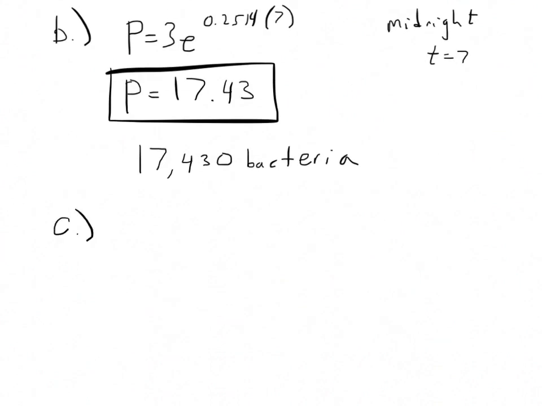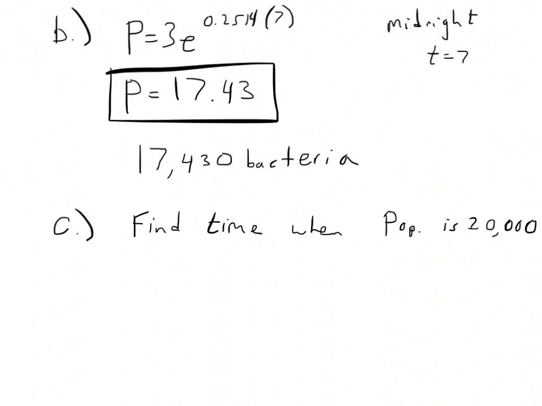Part C asked the question the other way around. In part B, we gave you the time and asked for the population. Part C said find the time when the population is 20,000. Right? So how am I going to do this? I'm basically going to plug in P equals 20. Remember that P I've been measuring in thousands, so you don't want to put in 20,000. That would be when the population is 20 million. I just want to know when it's 20,000. So I'll plug in 20.